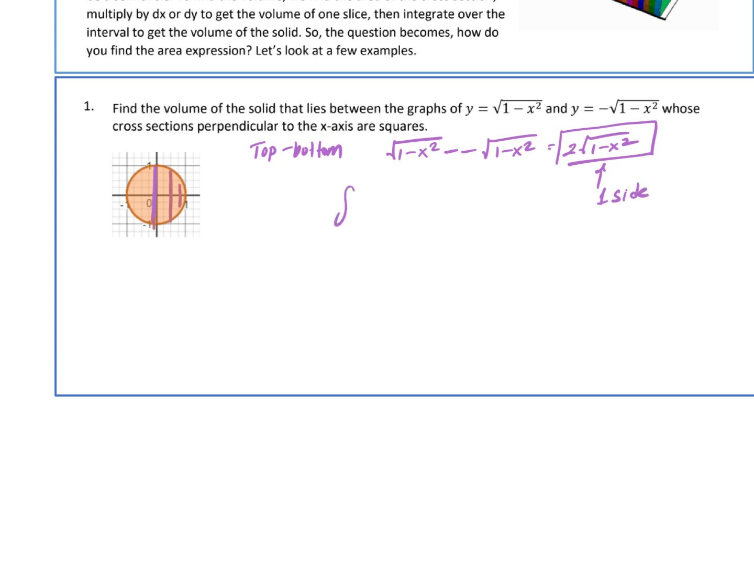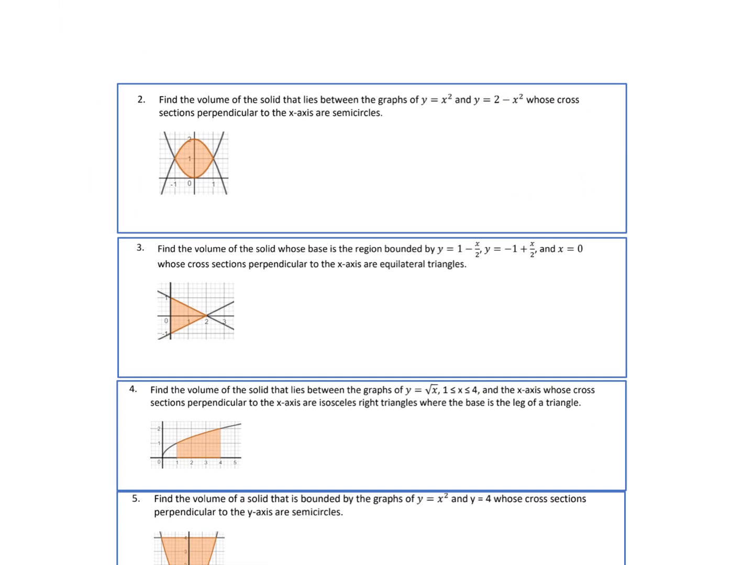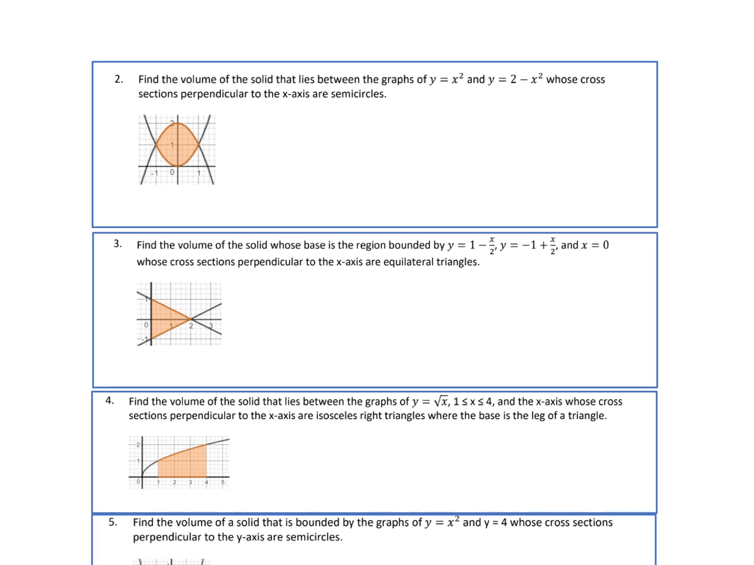So we're going to integrate. It's going to go from -1 to 1. And it's going to be side squared. So it's 2 square root of 1 minus x squared squared dx. Okay? And then I'm just going to put these all into my calculator, and we get 5.333.